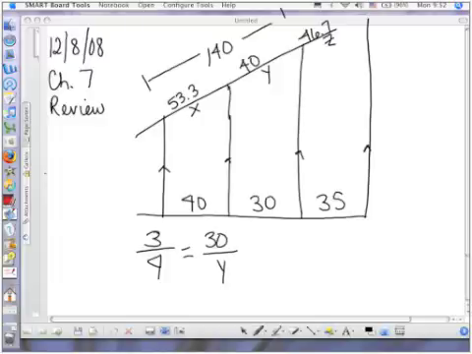But if those lines are parallel, then the transversals cutting through them form proportional measures or proportional lengths. The first thing we did was take two things that we knew about both of them. We knew the whole thing and we knew the whole thing. And we used that information to find the scale factor. And then we used our scale factor to fill in the blanks and find the missing pieces.